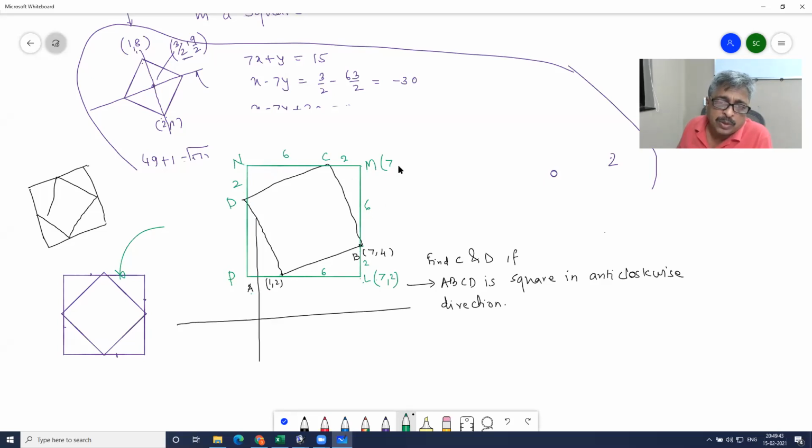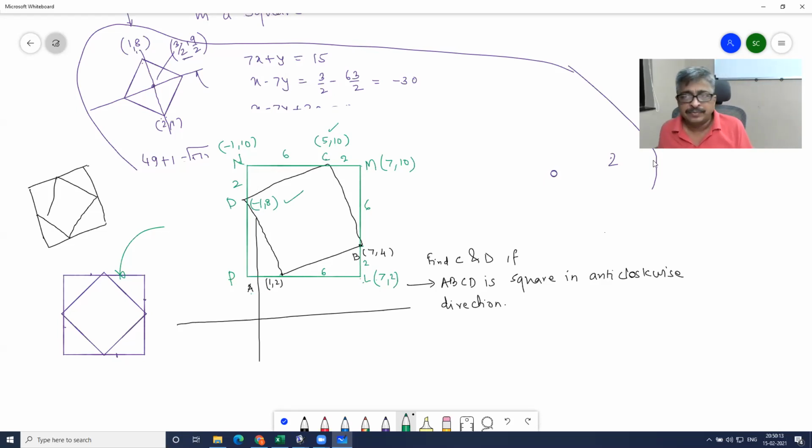So if distance BM is 6, what will be the Y coordinate of M? 6 plus 4, 10. What will be the coordinate of C? The Y coordinate will be 10, and the X coordinate in the other direction, therefore 5. Again the x coordinate in the other direction, therefore minus 1, 10 is going to be your N. And 2 units down is minus 1, 8. Those are the two values of C and D.